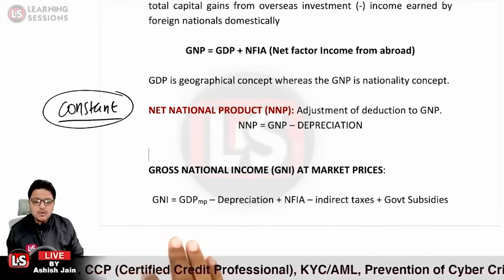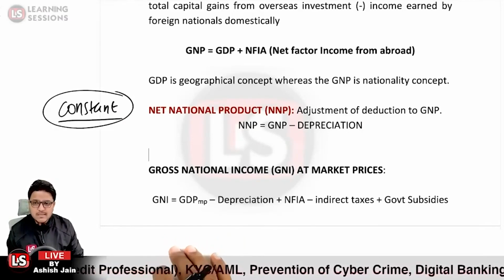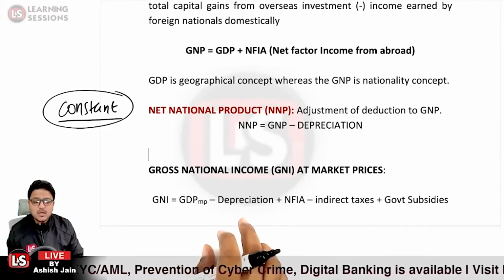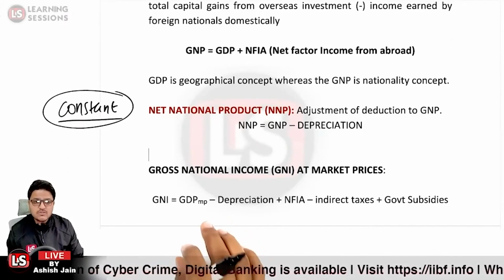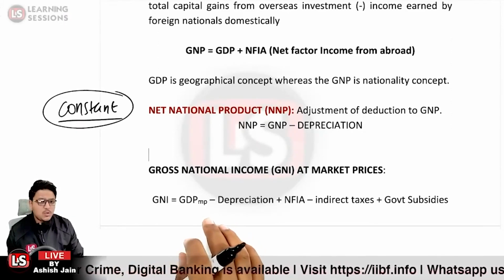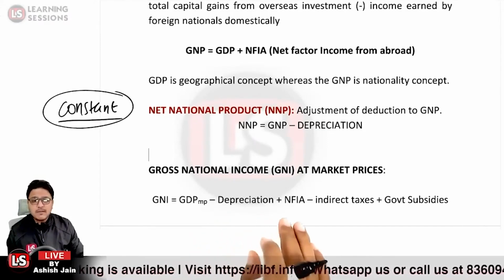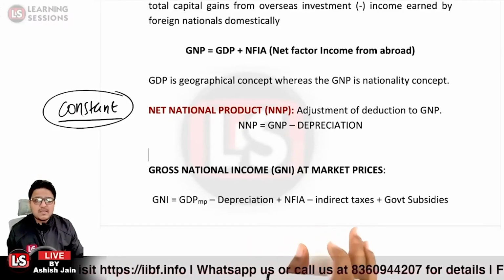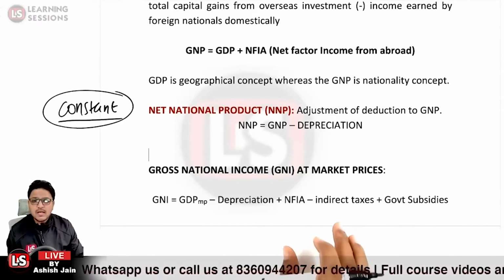So GNI, that is gross national income, is equal to GDP at the market prices minus the depreciation. Basically we are concerned over here with the NDP. So whatever we have lost, we are not covering that. So gross national income is equal to GDP minus the depreciation plus net factor income from abroad minus the indirect taxes plus the government subsidies, that is equal to the gross national income.